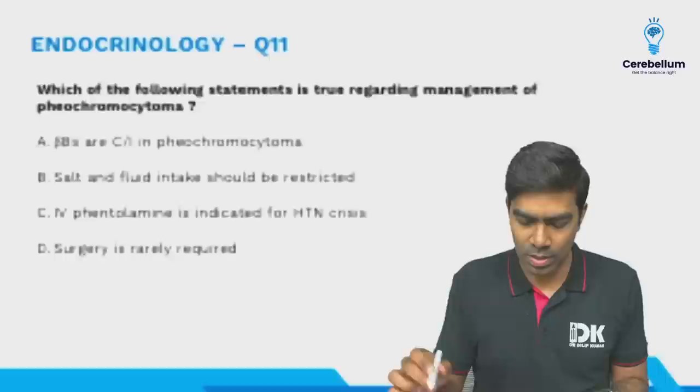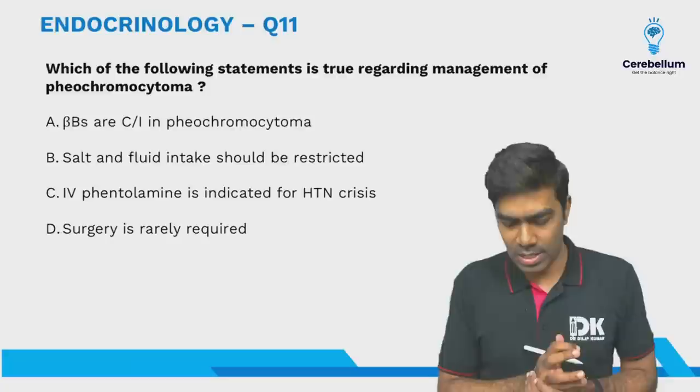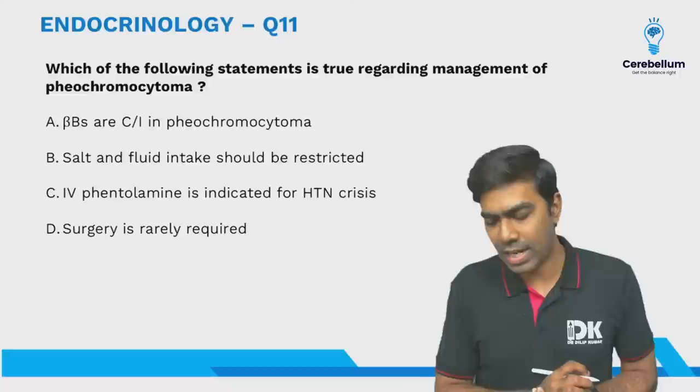Now coming to question number 11: which of the following statements is true regarding management of pheochromocytoma? So this must be straightforward and easy. Beta blockers are contraindicated in pheochromocytoma. Salt and fluid intake should be restricted. IV phentolamine is indicated for hypertension crisis. And surgery is rarely required in a patient with pheochromocytoma. So what do you think is the right answer?